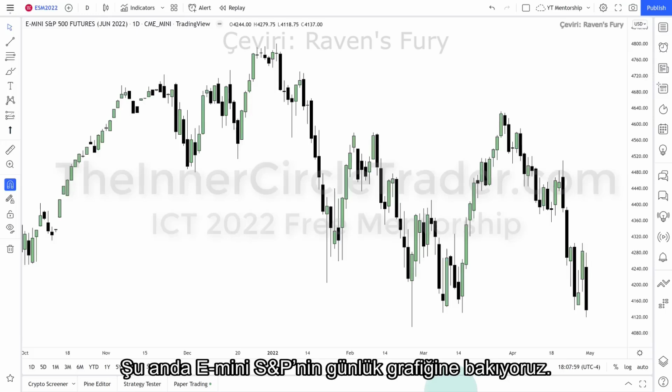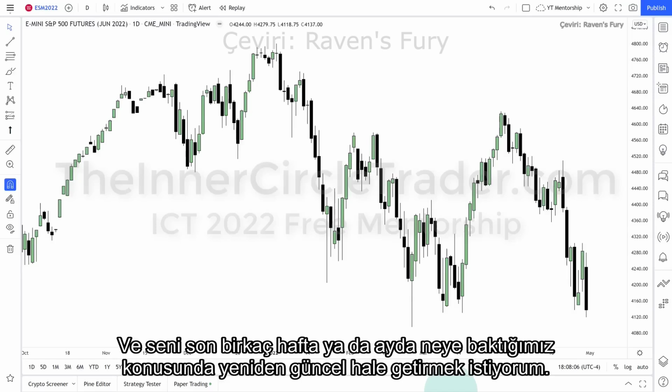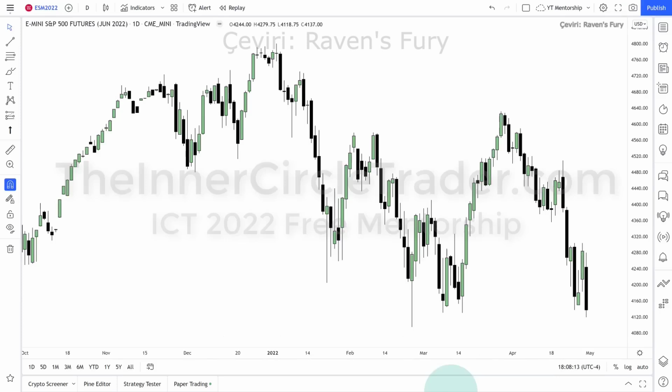So we are looking at the E-mini S&P daily chart. This is June delivery contract month for 2022. And I want to bring you back up to speed on what we were looking for over the last weeks or month or so.